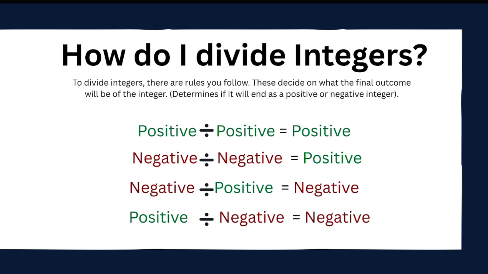So for example, if I have a positive integer and a negative integer, I know that my final answer is going to be a negative. If I have a positive integer and another positive integer, then I know that my answer is going to be positive. So that is how we apply these to our questions and answers. So now we're going to do a few examples together.